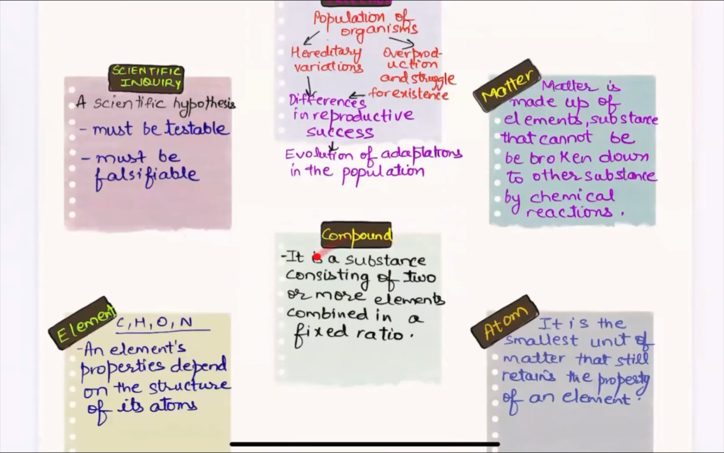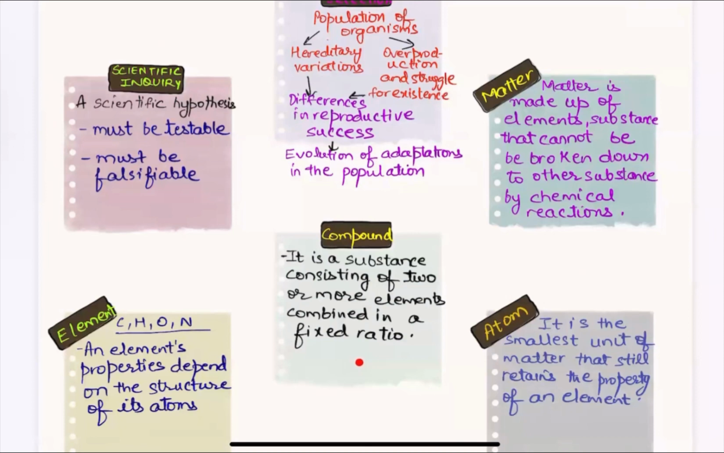Next, we have compound. A compound is a substance composed of two or more elements in a fixed ratio. For example, NaCl, table salt, sodium chloride. It is a compound with an equal number of atoms of the elements chlorine and sodium. About 25 of the 92 natural elements are known to be essential for life, for example, carbon, hydrogen, oxygen, sulfur.